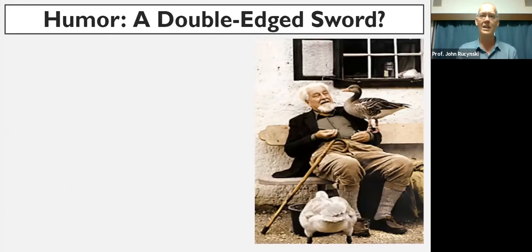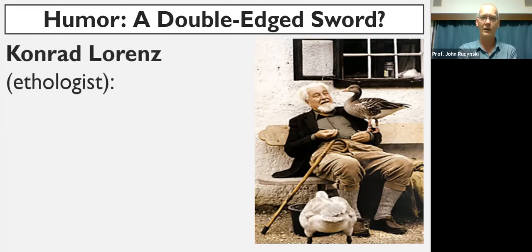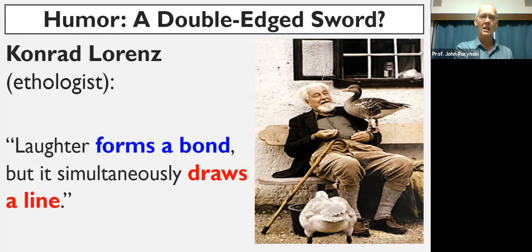So let me start by thinking about this. Many people will call humor a double-edged sword, meaning it has both a benefit and problems. This man here on the right is Konrad Lorenz, who was actually an ethologist studying animals, but he has some wonderful quotes about humor. My favorite one: laughter forms a bond, but it simultaneously draws a line. In other words, laughter can bring us together, but laughter can also cause misunderstandings and tear us apart. We're gonna do some brainstorming about this in just a moment.